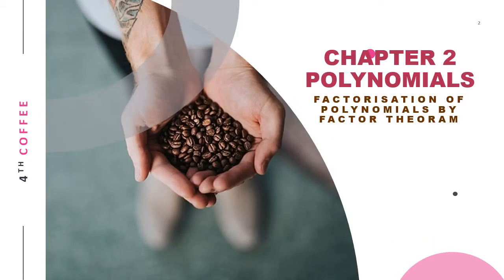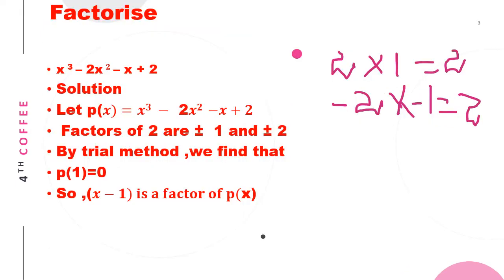Today in chapter 2 polynomials we will take the topic factorization of polynomials by factor theorem. Here we are having a polynomial which is a cubic polynomial and we have to factorize it. So let us assume this cubic polynomial to be p of x.